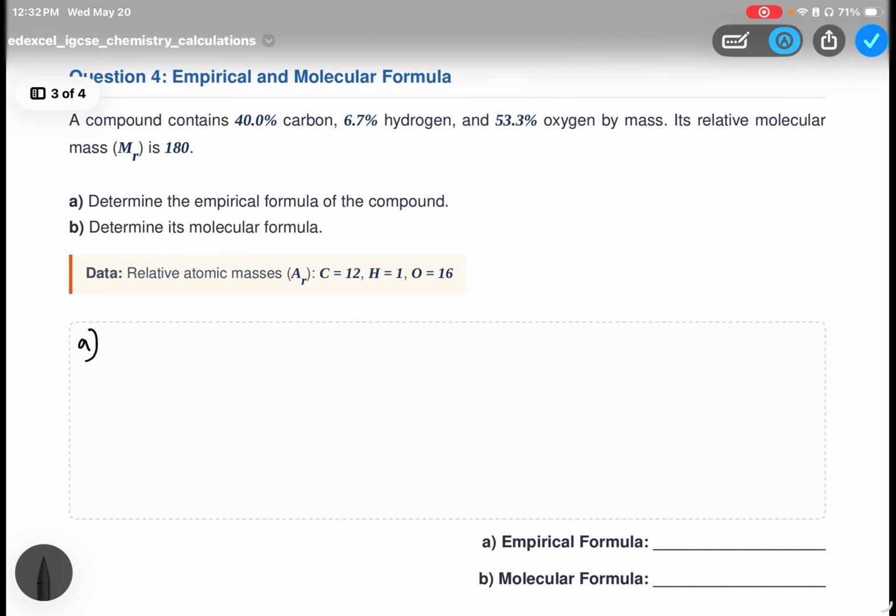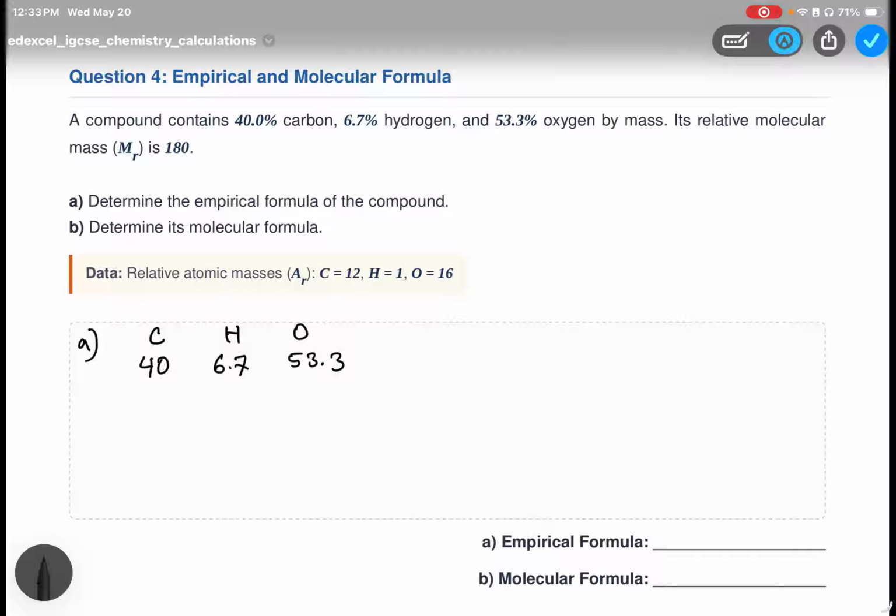And how do we calculate the empirical formula? First, we write down the symbols of the elements that we have, which is carbon, hydrogen, and oxygen. Now, for the percentages, we assume that we took 100 gram of this substance. So these percentages automatically get converted to mass. The carbon mass is 40 gram, hydrogen is 6.7 gram, and oxygen is 53.3 grams.